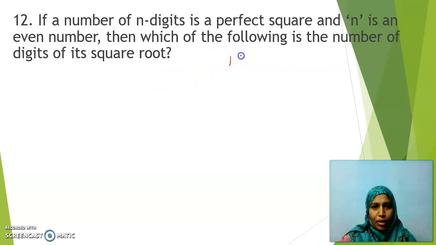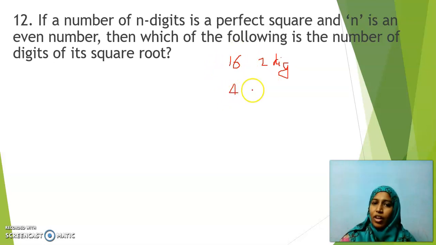For example, let me take 16 as a square number, a perfect square number. Of course, this is a perfect square number. How many digits does it have? 2 digits it has. Let it be 2 digits. Okay. What is the square root of 16? 4. So how many digits does 4 have? Only 1 digit. Okay. Now I write 144. It's a perfect square number. It has how many digits? 3 digits. And what is the square root of 144? 12. It has how many digits? 2 digits.